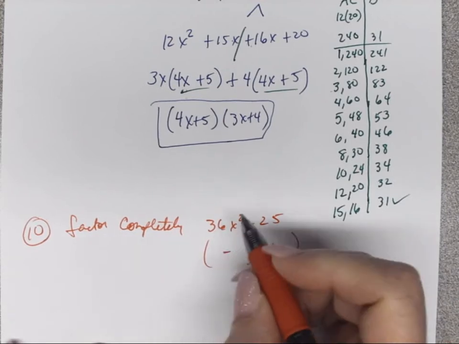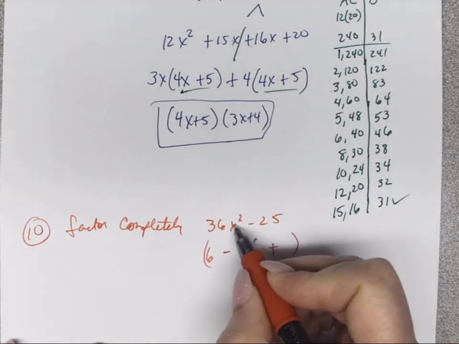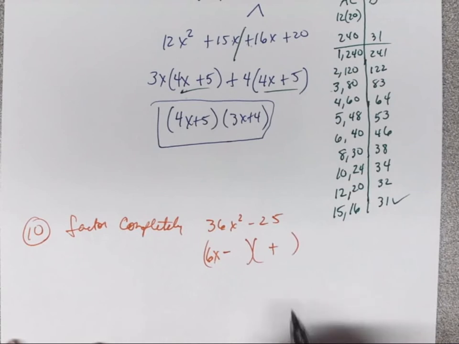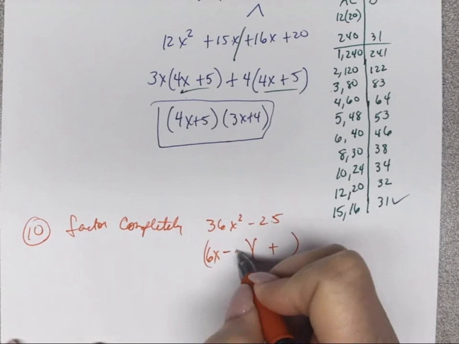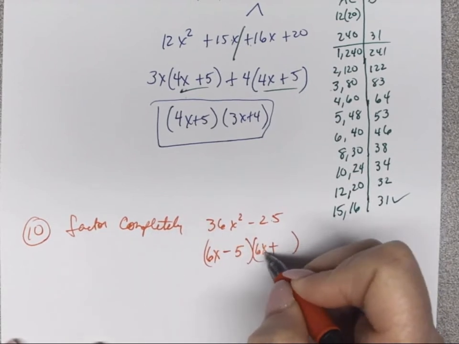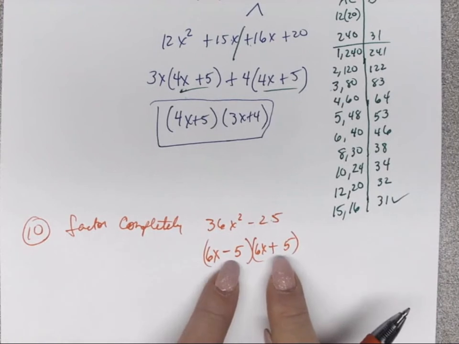So the square root of 36 is 6. Square root of x squared is x. Square root of 25 is 5. So it'll look exactly the same except for a minus and a plus.